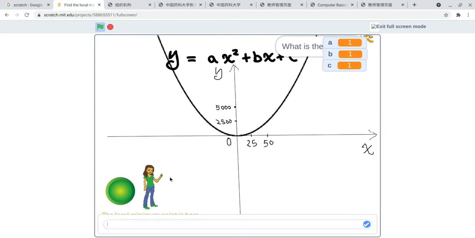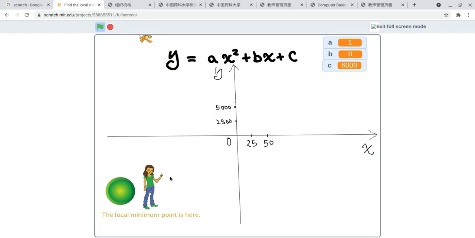So let's try 1, say 0, and maybe a large number, 6,000. Then you will see a cat will draw a graph of this quadratic function for you. And you see the graph passes through (0, 6000) and faces upward. It's exactly the quadratic function of x squared plus 6,000.